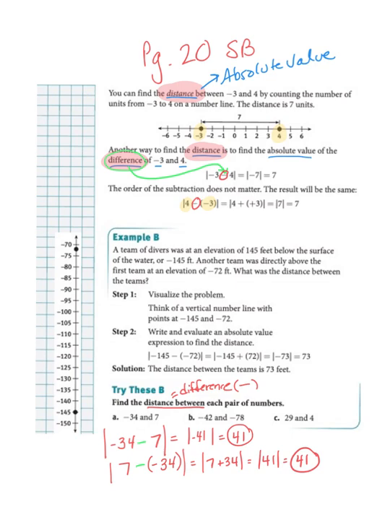So no matter how we look at it, whichever one we put first, remember you need both of your integers. So we included our negative 34 from our problem. We included our positive 7 from our problem. So our negative 34 and our positive 7. And what did we do in between them? We found the difference between them by using subtraction.